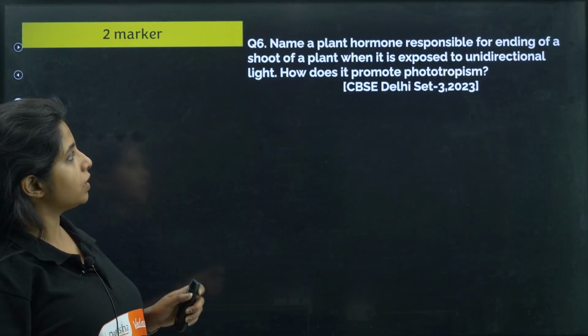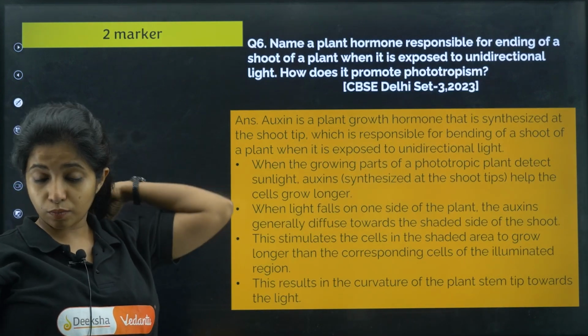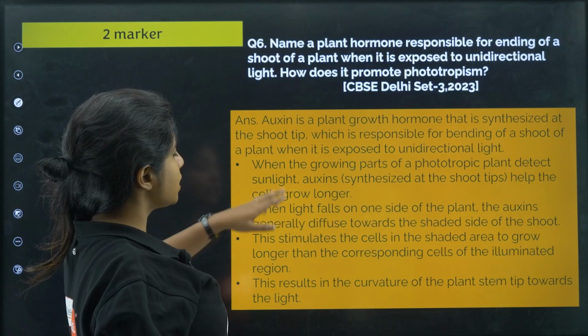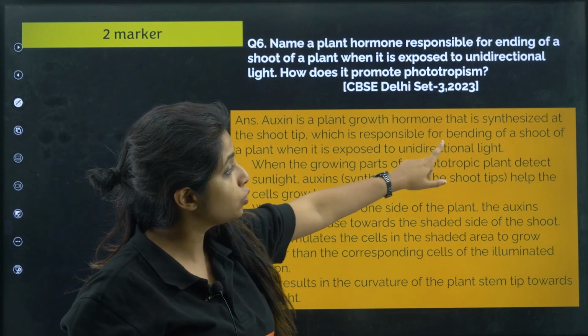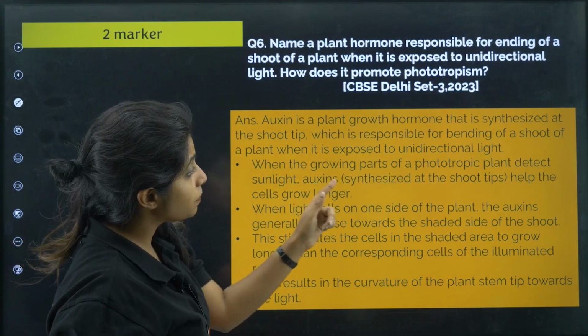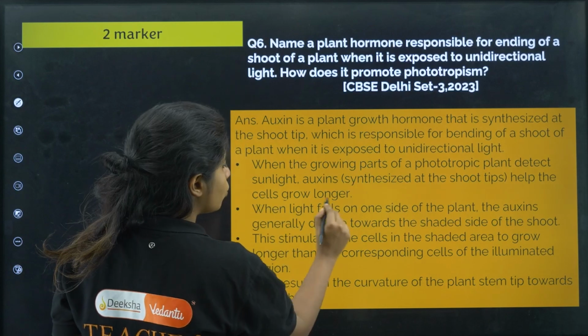And how can you frame the answer? How does it help in phototropism? Phototropism is basically movement in response to what? Light. So auxin is a plant growth hormone that is synthesized at the shoot tip, which is responsible for bending of the shoot of the plant when it is exposed to unidirectional light, as in one direction the light is coming. Now when the growing parts of a phototropic plant detect sunlight, auxins help the cells grow longer.